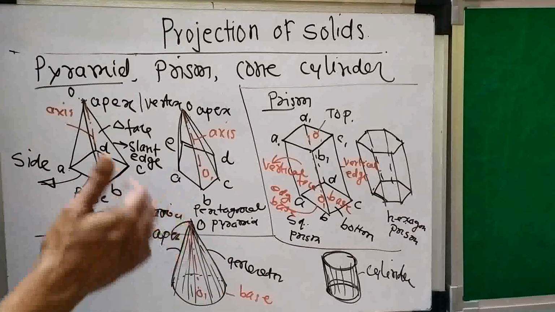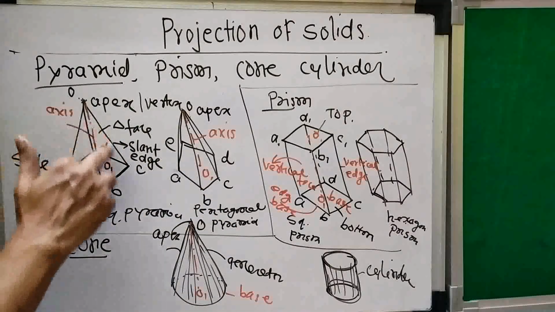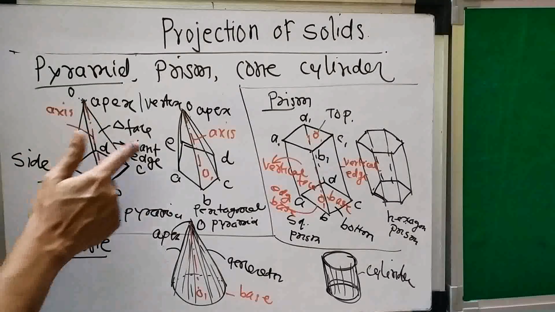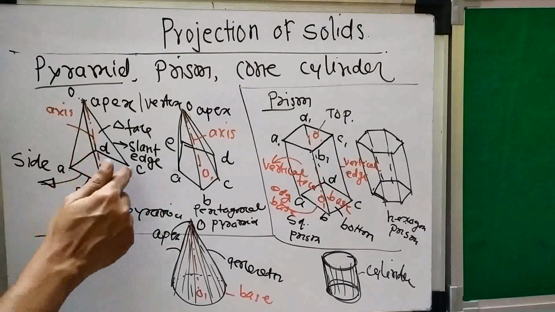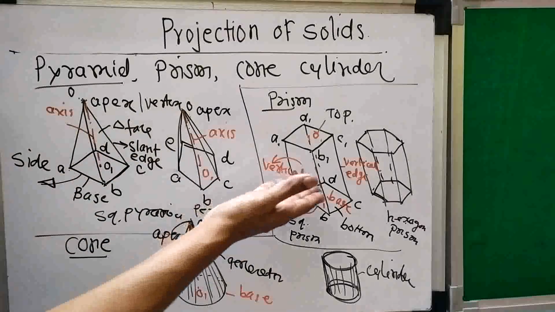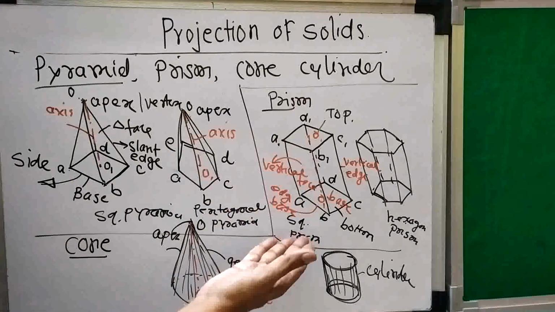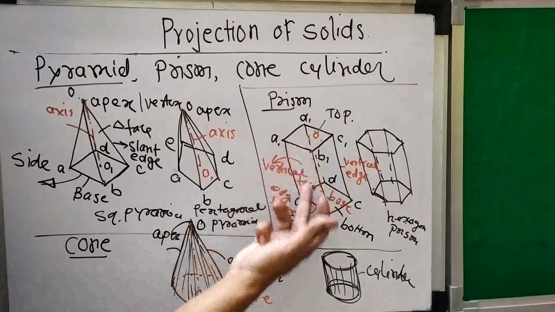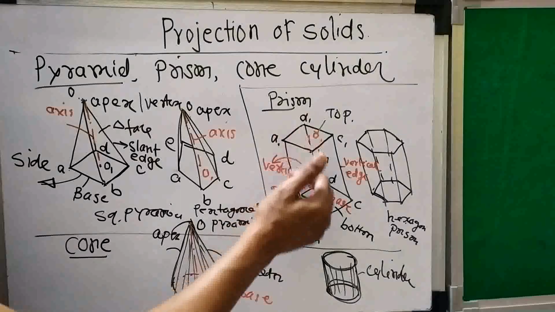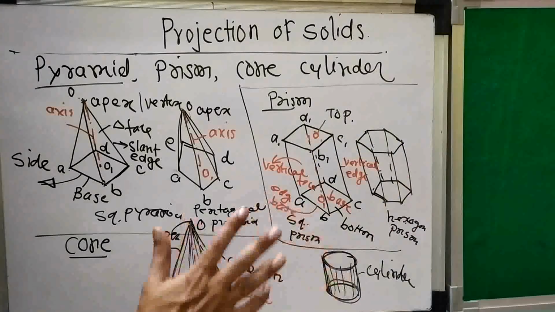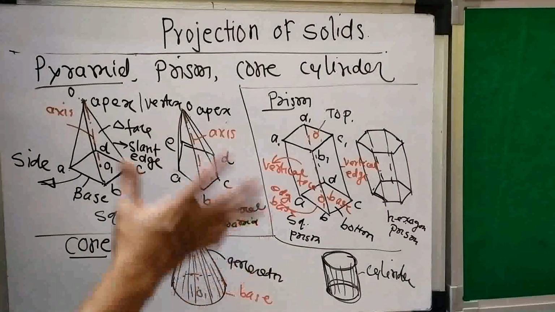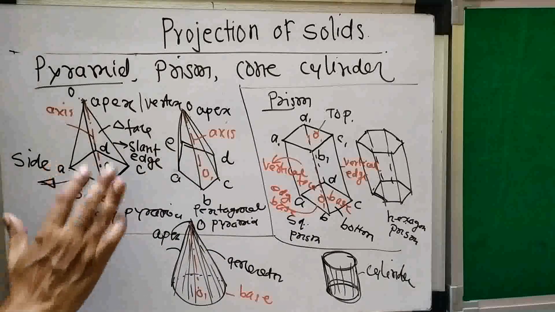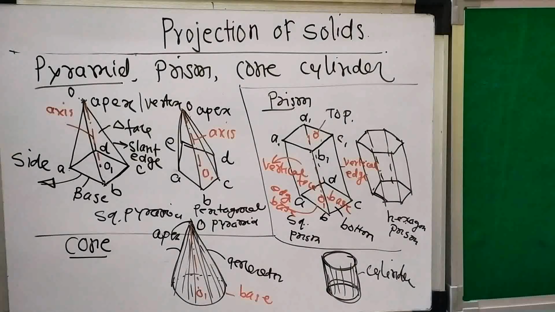So what I am doing, I am explaining the inclination of this total solid in terms of its parts. That is OC, slant edge is inclined, triangular OBC face is inclined. Here I can say that a square prism has its rectangular face ABB1A1 inclined to HP and axis is inclined to VP. So in this way, the inclinations are given in the parts of the solid.